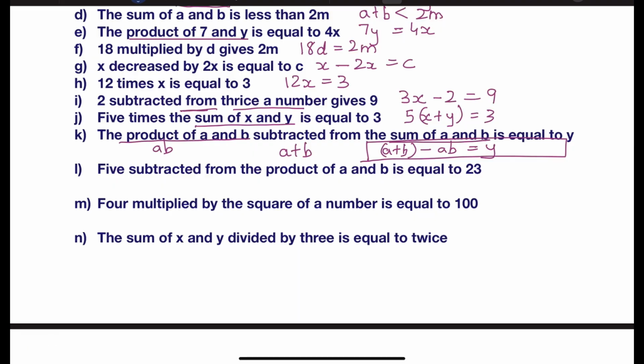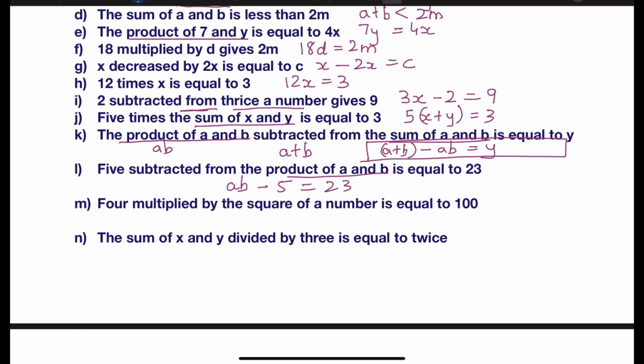Moving to the next one. 5 subtracted from the product of A and B is... I'm going a little faster. Subtracted from the product of A and B. Okay. From the product of A and B will come first. What is subtracted from it? 5, which is equal to 23.